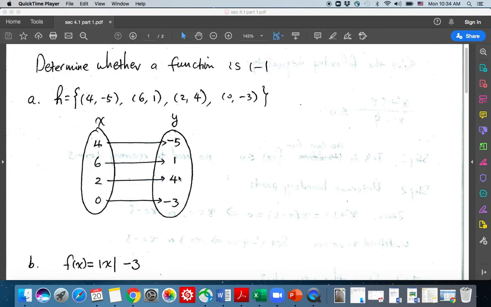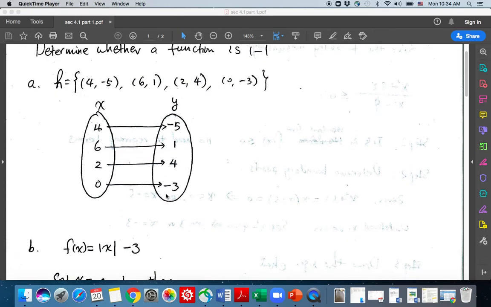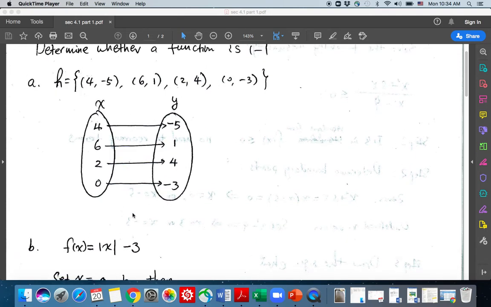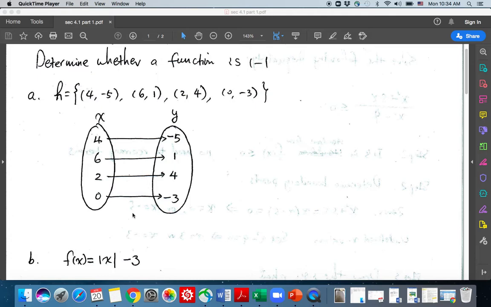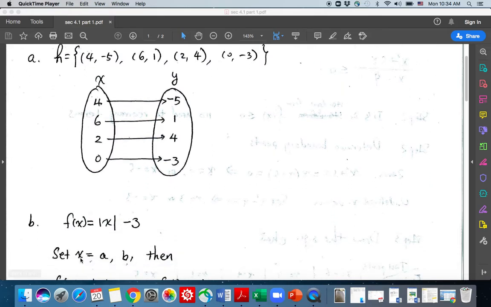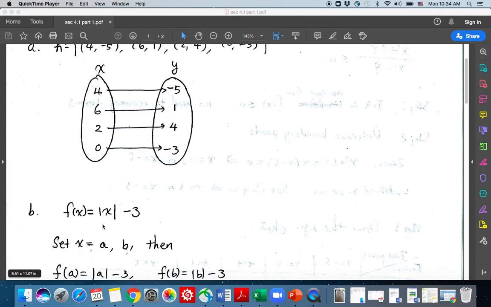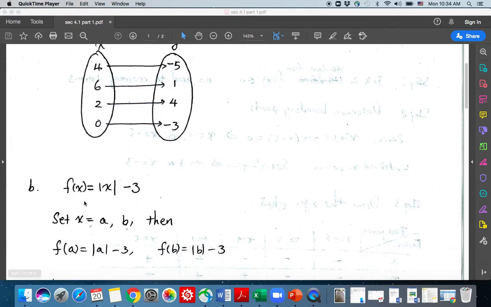There are other ways we can check whether a function is one-to-one. For this, we're basing it on the definition. If you have the graph of the function, you can determine whether the function is one-to-one by using the horizontal line test. So we're not going to do an example for that one. Rather, we will do an example for a function which is defined by a formula. Say for this function here.